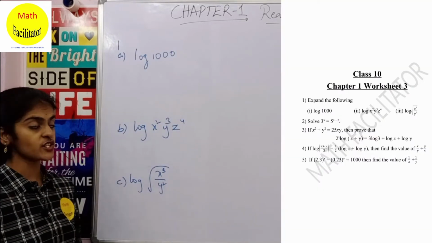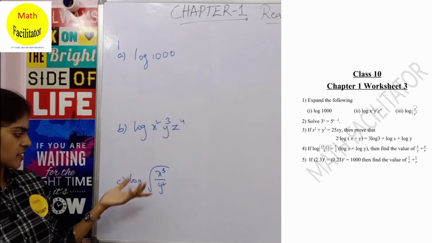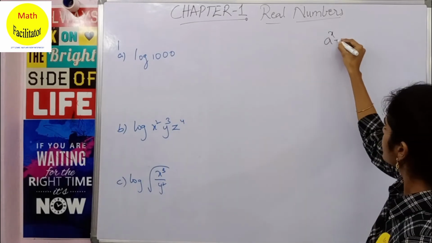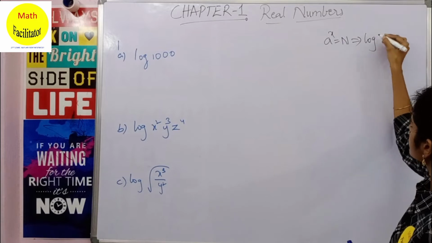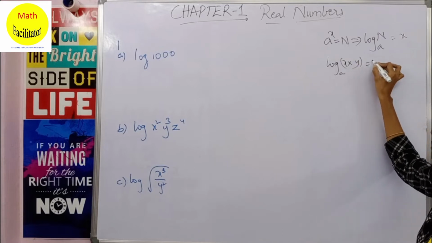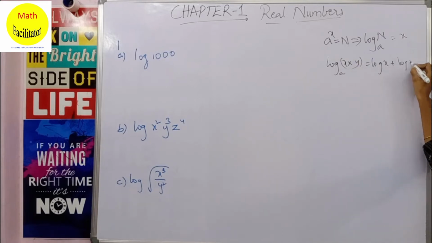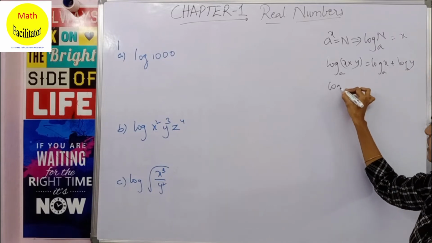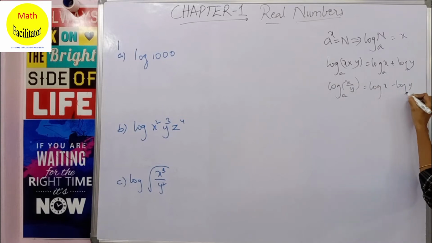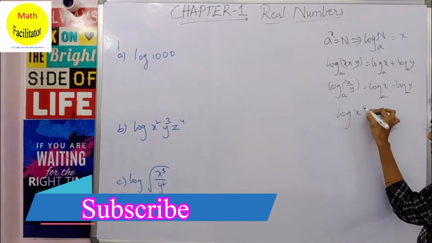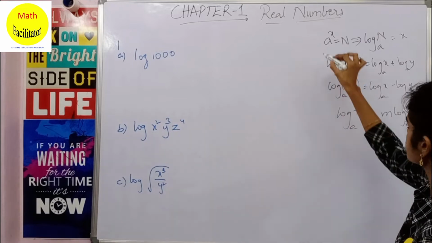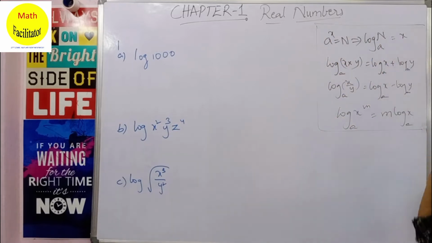So the first question is you have to expand log 1000. Now in logarithms, you have four basic formulas. If a power x equal to n, which means log n to the base a is x. Log x into y to the base a is log x plus log y, to the base a. Now log x by y to the base a is log x minus log y to the base a. Log x power m to the base a is m log x to the base a. Clear? So always we use these formulas, these properties, these identities to solve.